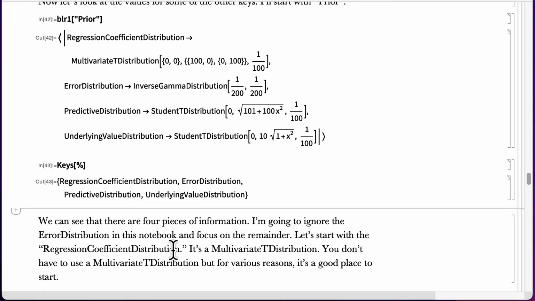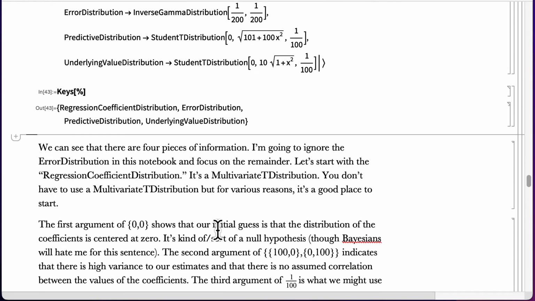That's what you're assuming at the start the distribution of the coefficients are. And it's a multivariate t distribution. You don't have to start with a multivariate t distribution, but for reasons that I think are above the scope of this course, it's a good place to start.